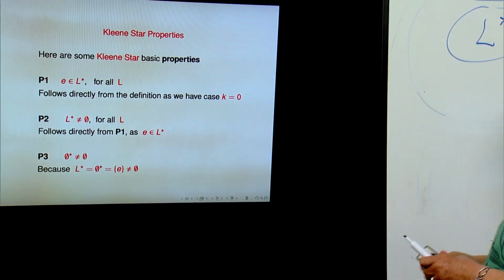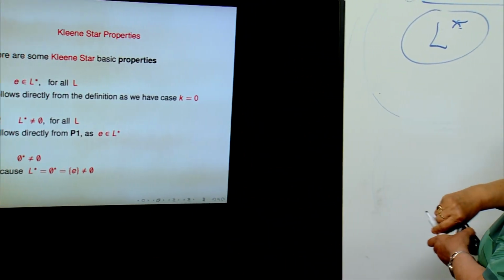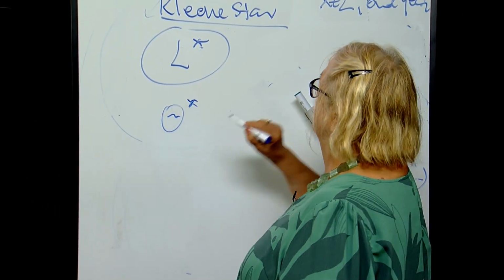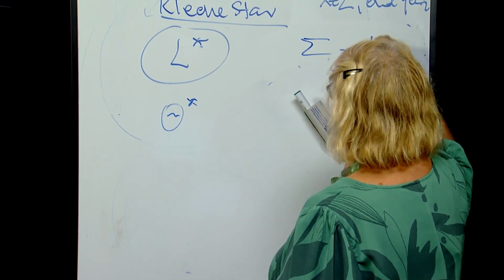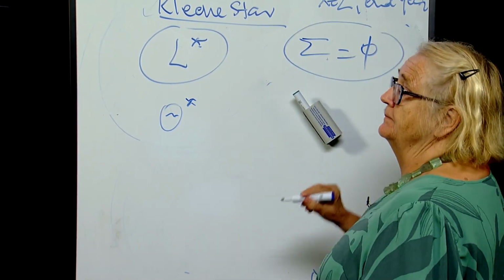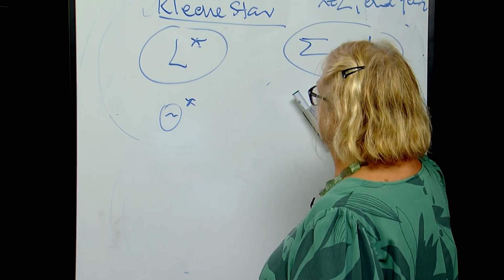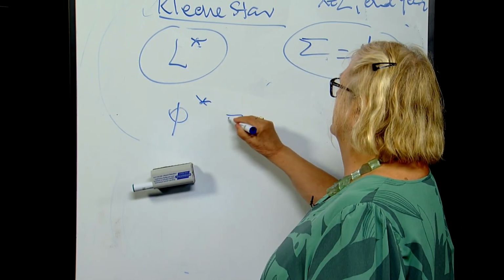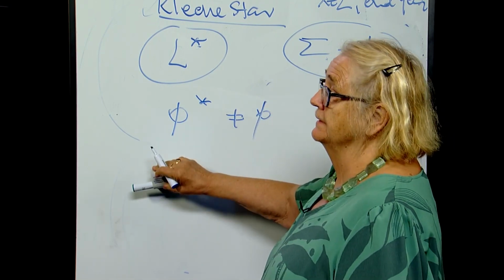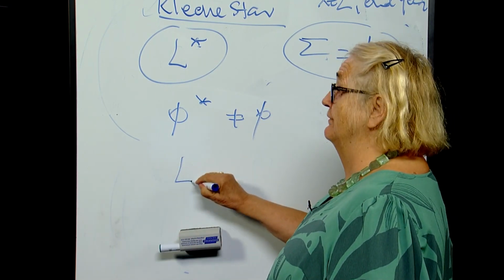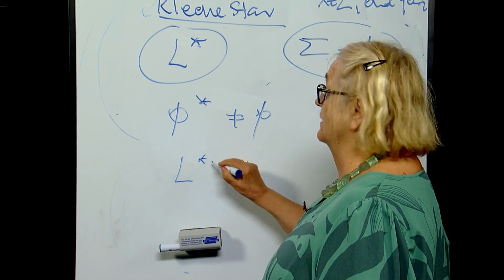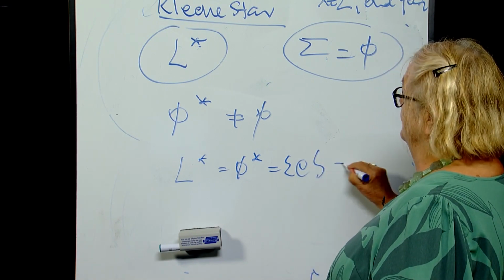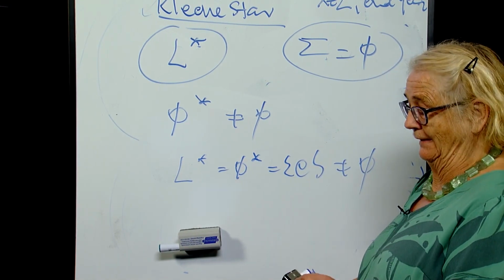Empty star, empty, nice, sigma equal empty. So you start with an empty alphabet, and empty star is non-empty, because if you have L star, it is empty star equal epsilon, which is a non-empty set. We already played with it.